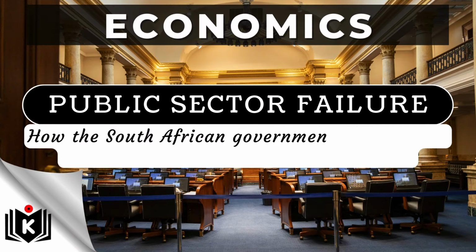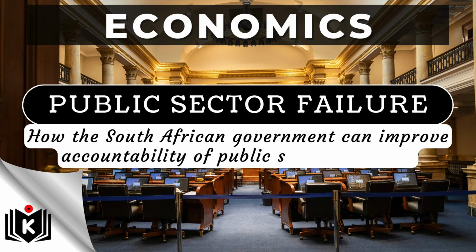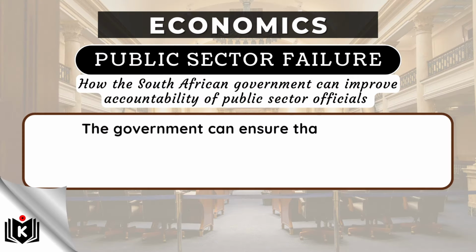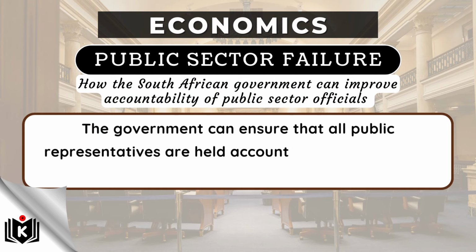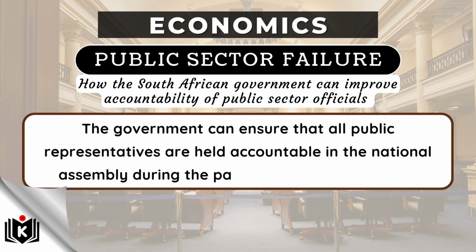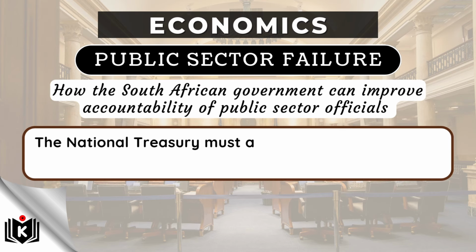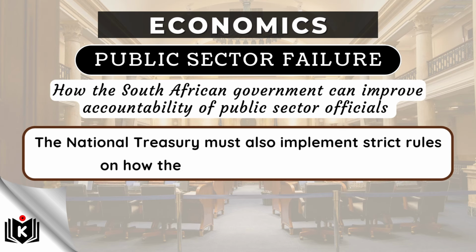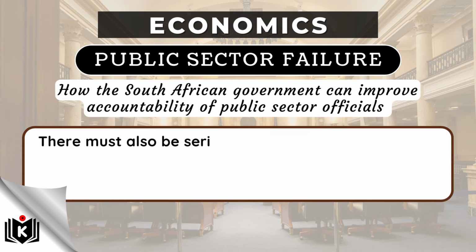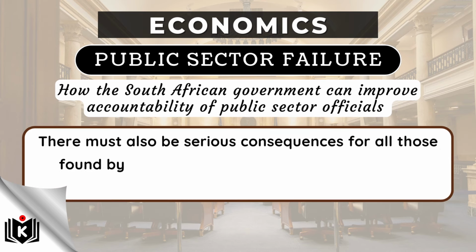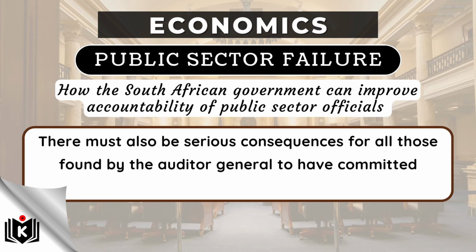So, how can the South African government improve accountability of public sector officials? The government can ensure that all public representatives are held accountable in the National Assembly during parliamentary questioning. The National Treasury must also implement strict rules on how the public purse can be used. There must also be serious consequences for all those found by the Auditor General to have committed wasteful government spending.